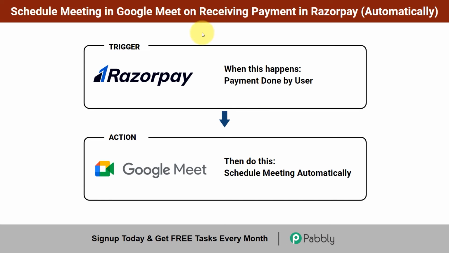You just need to build a connection between these applications, and after that, every time someone makes a payment, a meeting will be scheduled automatically in the Google Meet software. Want to learn how you can do this? Come with me and I'll show you the whole process step by step.